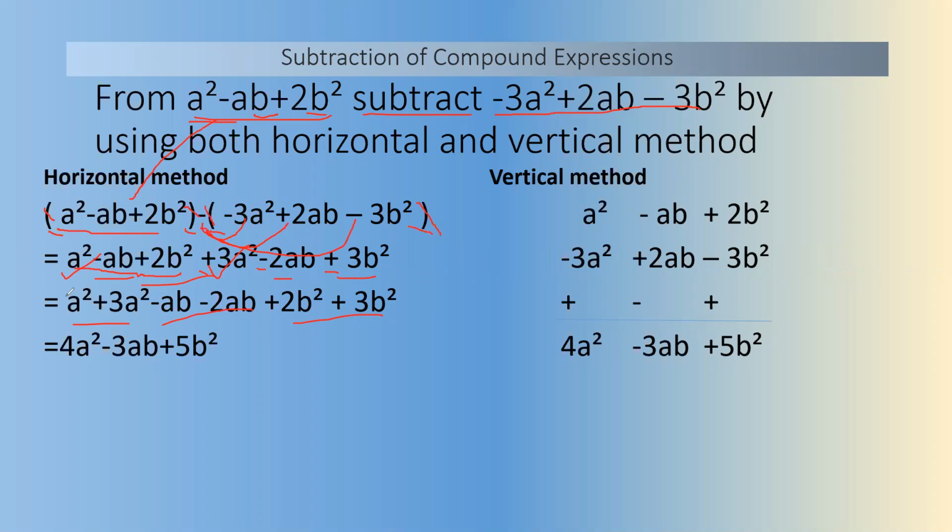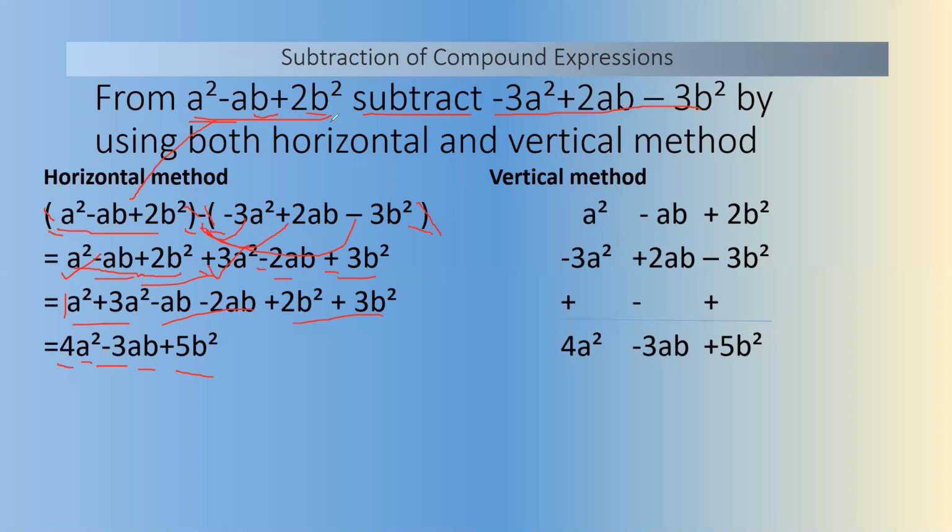Now students, simplify them. 1 plus 3 is 4a square. Rida, we can add these two terms because they have the same powers and the variables are the same. Now minus 1 minus 2 minus 3 is minus 3ab. Now plus 2 plus 3 is plus 5b. Clear, students?